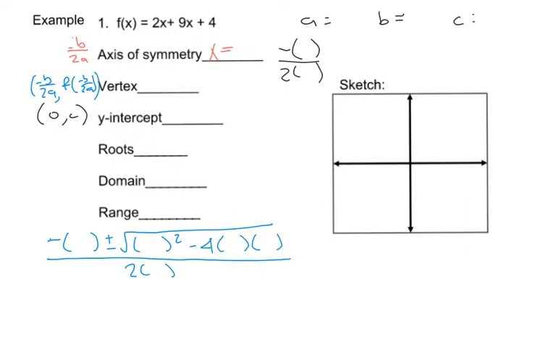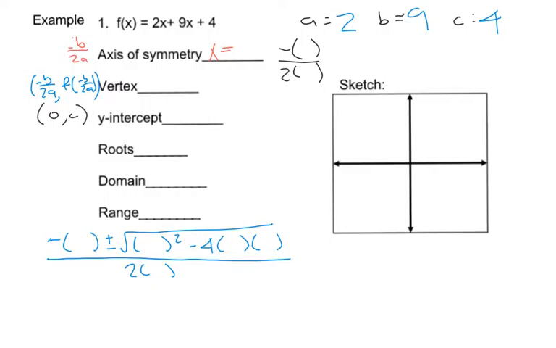All right, so our first example is f of x equal to 2x plus 9x plus 4. The first thing I'm going to identify is my a, b, and c. I can see that our a value is 2, our b value is 9, and our c value is 4. Now that I know that, we can answer the rest of these questions.